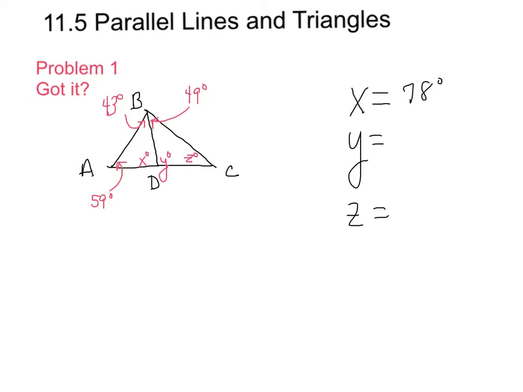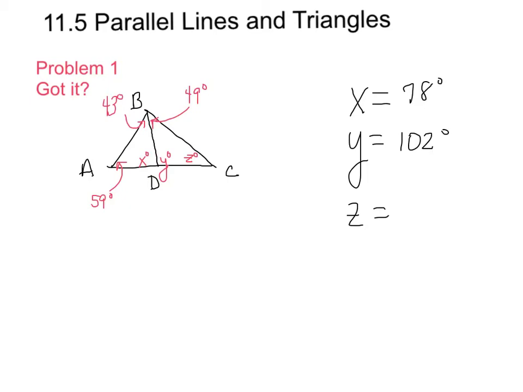How would you then have to find y? How could you do that? Well, if you find y, you know that x and y are supplementary. So you would know that x and y have to add up to 180 degrees. So 180 minus 78 will give you y, which is 102 degrees. You now know that y is 102.